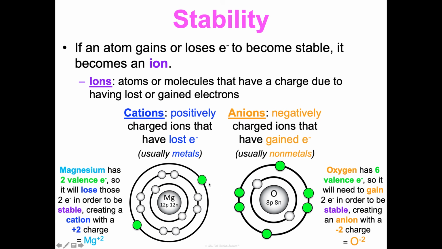It has 6 valence electrons. So it's going to make the most sense in order to become stable for it to just gain 2 electrons. And that will make it an anion because then it would have 10 total electrons with only 8 protons, which gives it an overall -2 charge. And we would write it as O with a -2 charge.